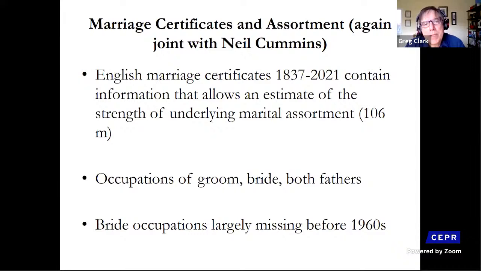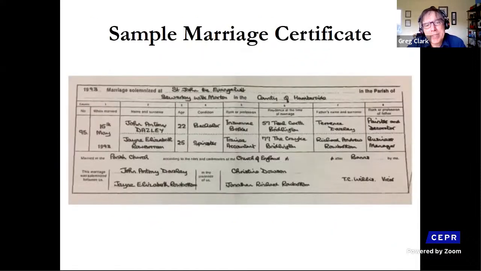And then a second database that we've been busy constructing in the last couple of months is one where we look at English marriage certificates from 1837 to 2021. Ever since 1837, they contain the occupations at marriage of the groom, the bride, and both fathers. And they also give, for earlier years, the literacy, by the signature literacy of the groom and the bride. Bride occupations are largely missing before the 1960s, but we can actually get around this and actually measure what assortment is in marriage. And this is what the marriage certificate looks like.